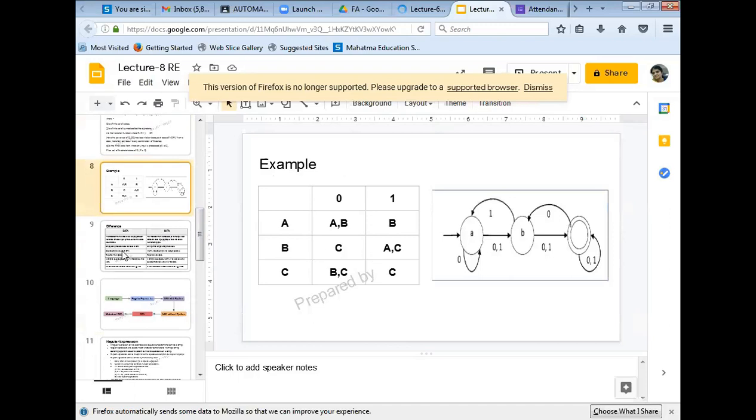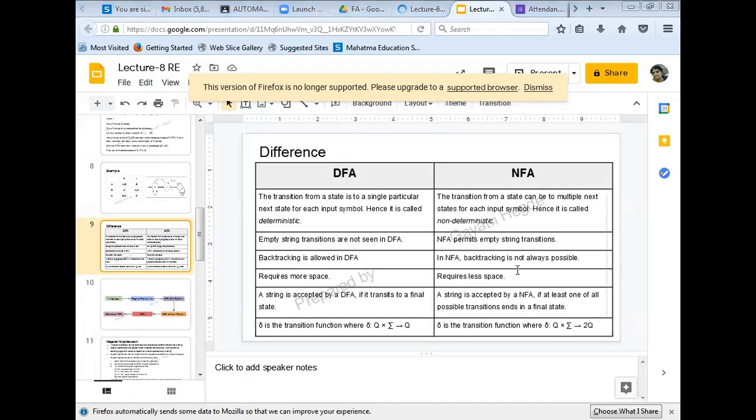So we have already seen this example. Now we'll see a few differences between DFA and NFA. In DFA the next state is single. Here we can have multiple next states. That is the first difference. Then empty string transitions are not seen in DFA. We'll see what this empty string is in our coming lecture, not now. But NFA can have epsilon transitions, empty string transitions. Backtracking is not allowed in DFA. In NFA, backtracking is possible.